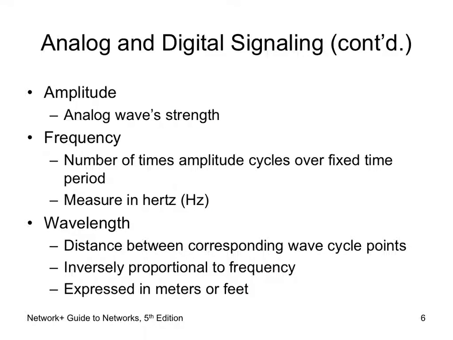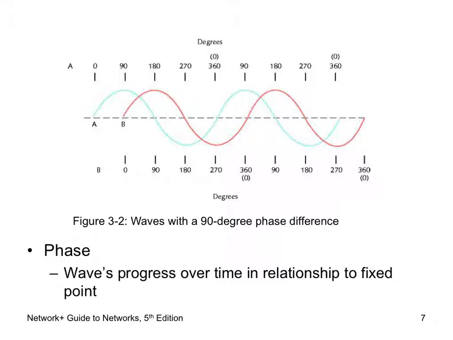So amplitude is a wave's strength. Frequency is the number of times the amplitude cycles over a fixed time. It's measured in hertz. The wavelength is the distance between the peaks and valleys on the cycle points, and it's inversely proportionate to the frequency, and it's expressed in meters or feet. So here's an example of waves with a 90-degree phase difference.